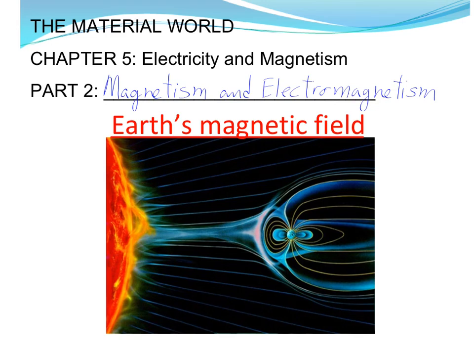This video lesson is for Chapter 5, Part 2, Magnetism and Electromagnetism. Phenomena that deal with magnetism can be found in a lot of places, but one important phenomenon is the Earth's magnetic field protecting all living things on Earth from radiation from space or from our Sun.